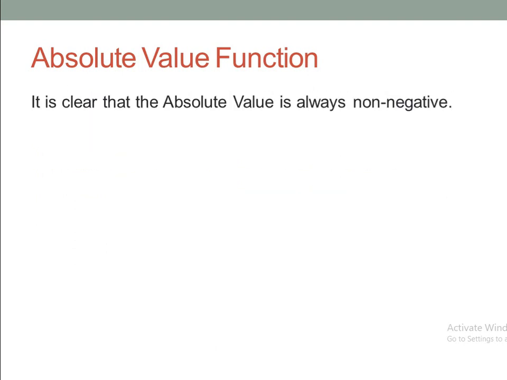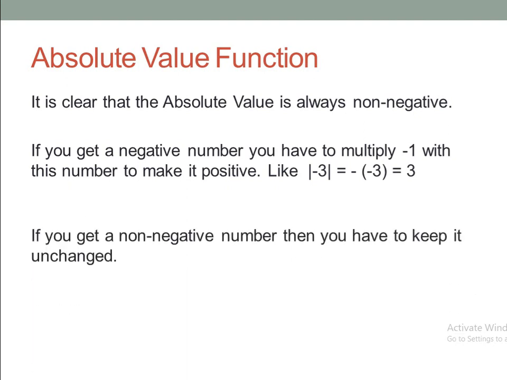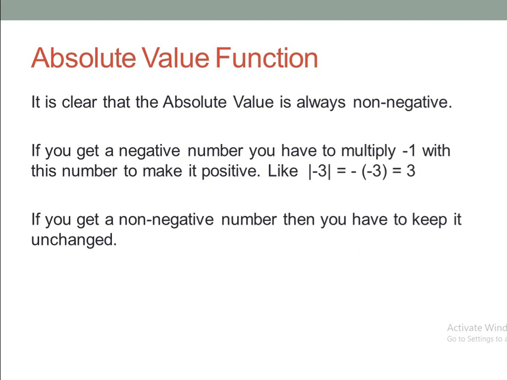Distances can never be negative. Therefore, it's clear that absolute value is always non-negative. It's not positive, it's non-negative, because absolute value can be 0 but it will not be negative. If you get a negative number, you have to multiply -1 with this number to make it positive. Like modulus of -3 equals minus of -3 equals 3. If you get a non-negative number, then you have to keep it unchanged.